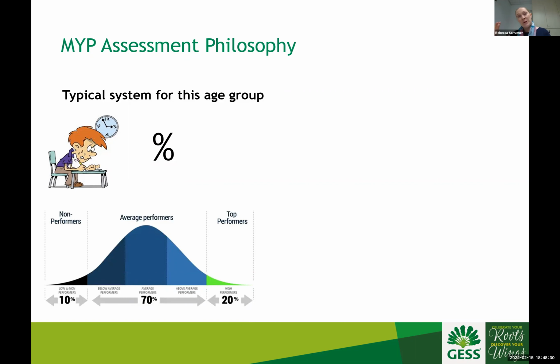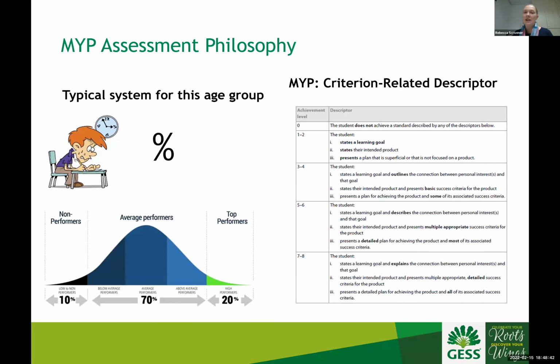So the IB moved beyond that. We do not do a norm distribution for the MYP. So they have criterion-related descriptors, and we do criterion-related assessment. What does that mean? Instead of marking every child in the group, placing them on a bell curve, and then giving them a score based on how they did compared to their peers, which is the norm system, in the MYP system, students are given a rubric. The rubric states what they have to do and what the learning would look like at levels from 1 to 8. A level 0 would mean that student did not submit the work, or that they submitted work that didn't actually respond to any of the descriptions.